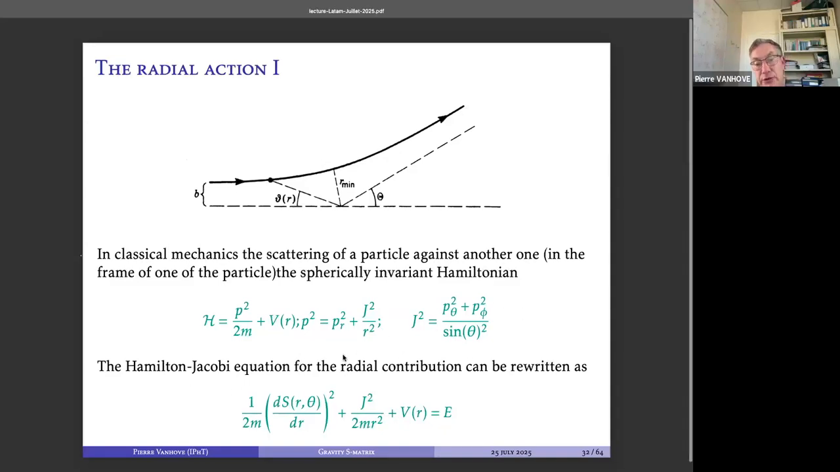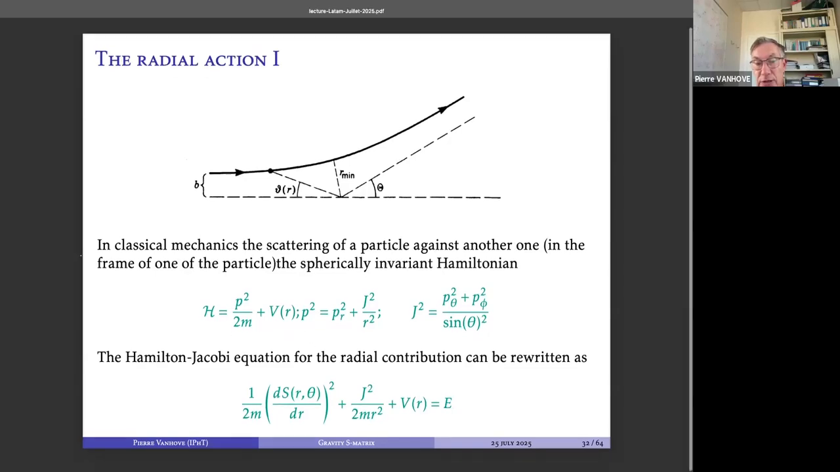And then if you look, for example, in the book by Landau and Lifshitz, you see that there is the Hamilton-Jacobi equation for the radial contribution, given by a derivative with respect to R of a quantity called S, plus the part that has to do with the angular momentum, plus the potential, which was already spherically invariant and doesn't depend on theta, and this is equal to the energy. So this is solving the Hamiltonian.